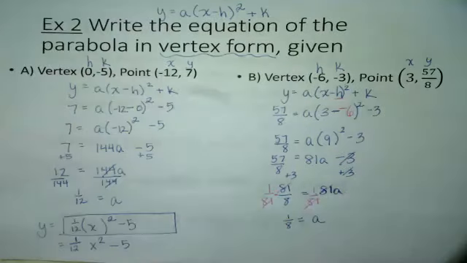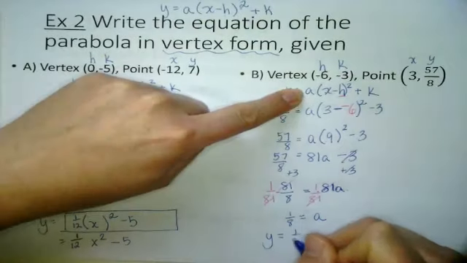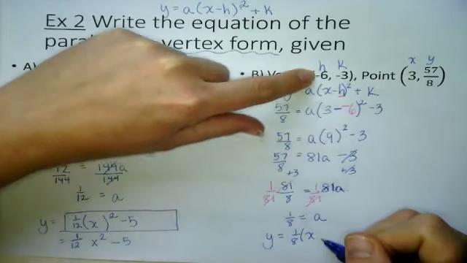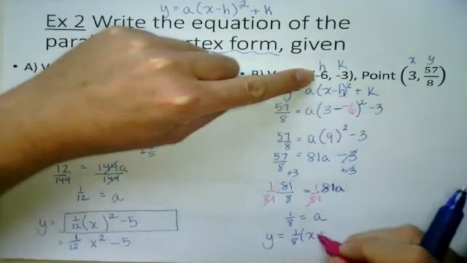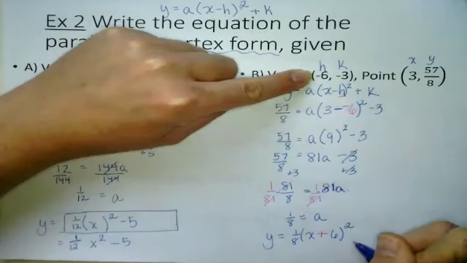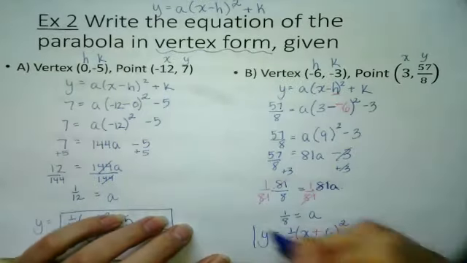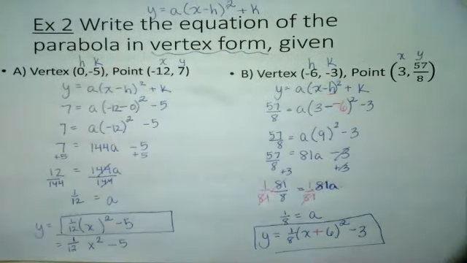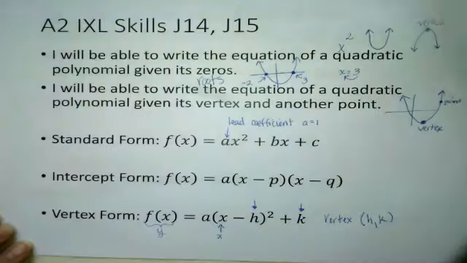Now that's not the answer they're looking for. You need to write it in vertex form. Y equals, plug in your a value. You need an x in there, minus a negative 6. Minus the negative 6 turns to plus. And you're going to have to simplify that because it won't like it otherwise. And then minus the 3. So watch those anytime you have the double negatives, okay? It's always positive.